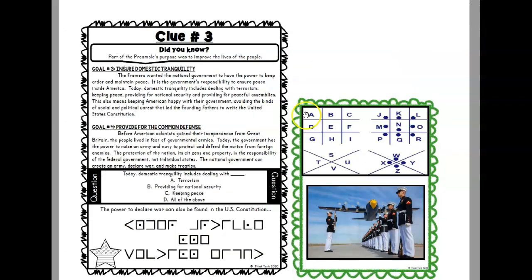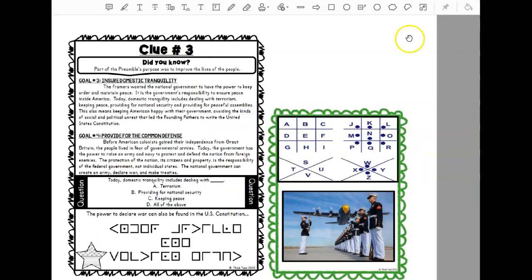The third one, this one's a little bit more difficult because you're like, what in the world is this? So when you see a shape like this, honestly, we call it an alligator's mouth almost. It's going to be this same shape right there. So this is going to be a U. The power to declare war can also be found in the U.S. Constitution. This is going to be a U. Let me grab my pen and write a U right here.